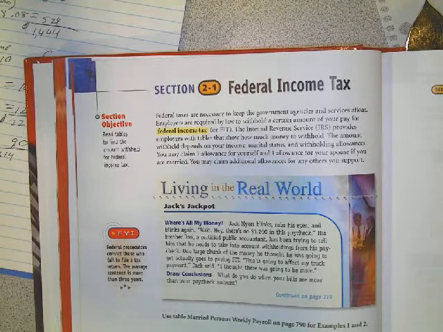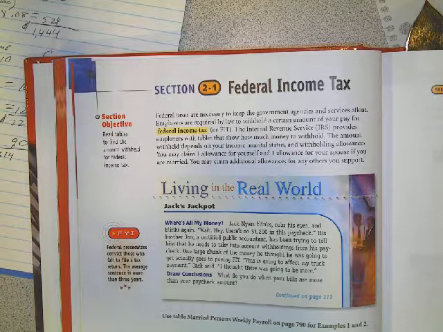Section 2.1 starts on page 166, and this is federal income tax. Keep in mind the context that we're doing with Chapter 2. Chapter 2 talks about net income, so we're figuring out how much to withhold from people's paycheck. And in this case, we're going to figure out how much to withhold from somebody's paycheck for federal income tax. Here's the concept that you have to understand.